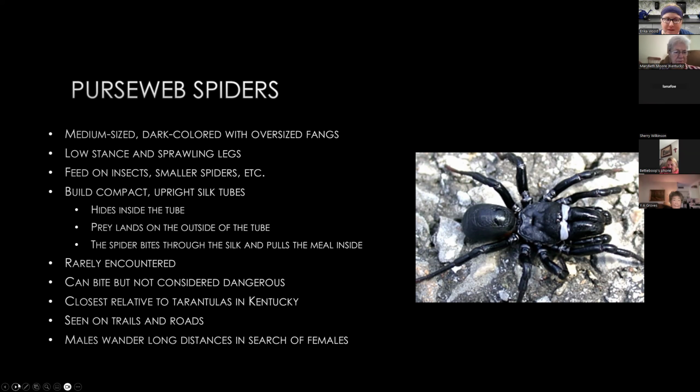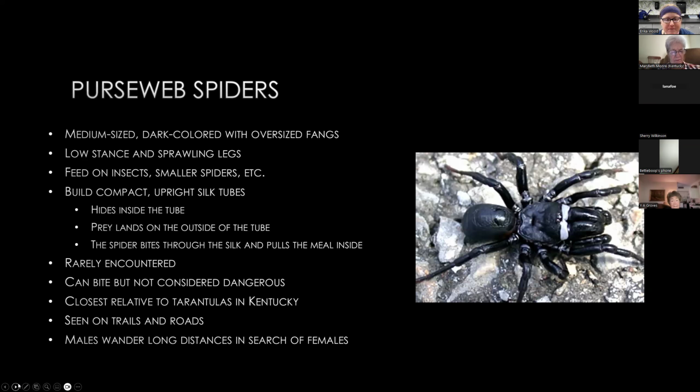So this is more of a medium size, slightly bigger spider. Generally, they're dark colored, and they have more of those oversized fangs that we had talked about. So they kind of are lower in their stance and have more sprawling legs. And most of the time, they're going to feed on things like other insects or smaller spiders.